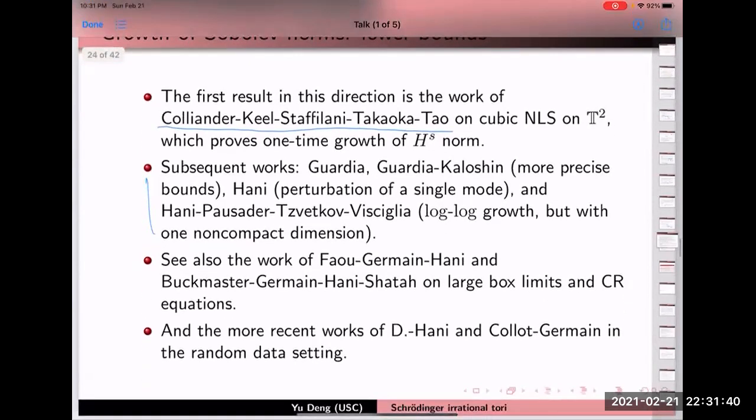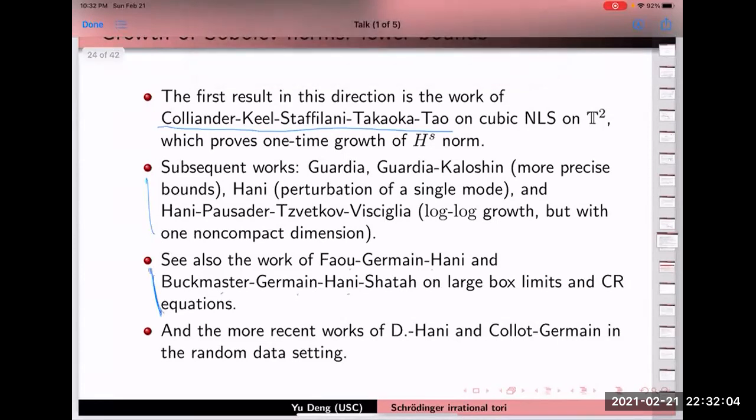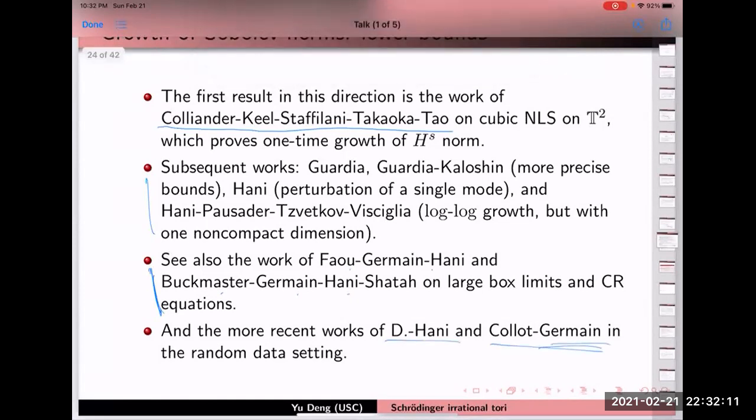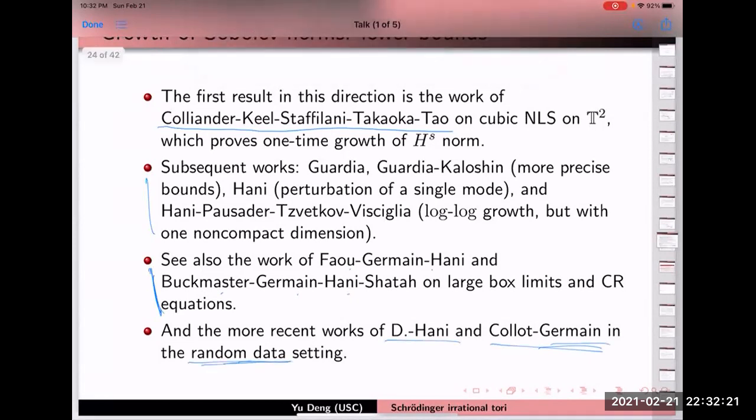By the way, this general term weak turbulence or wave turbulence can be used to describe a lot of things, and especially in recent years there have been many studies of this topic from different aspects: the work of Gérard, Germain, and Buckmaster, Germain, Shatah, which has to do with the normal form approach, and the more recent work of Germain and the work of Hani with myself. We did the wave turbulence problem associated with the random data setting, which is a more physical setting, but of course we're not talking about it. This is a general picture, and the growth of Sobolev norms is just one small piece of this big picture.